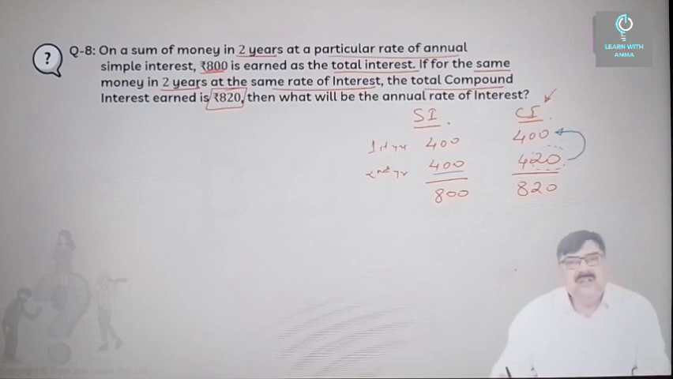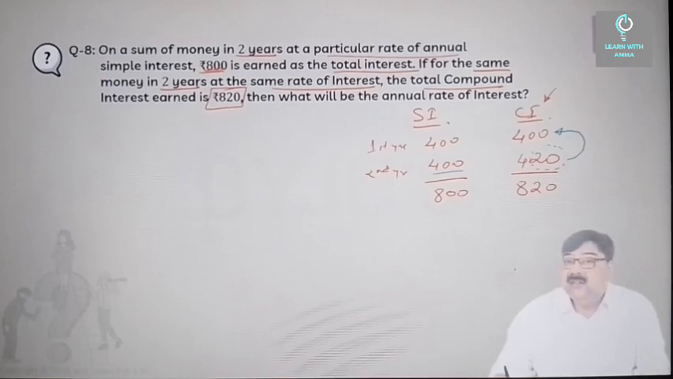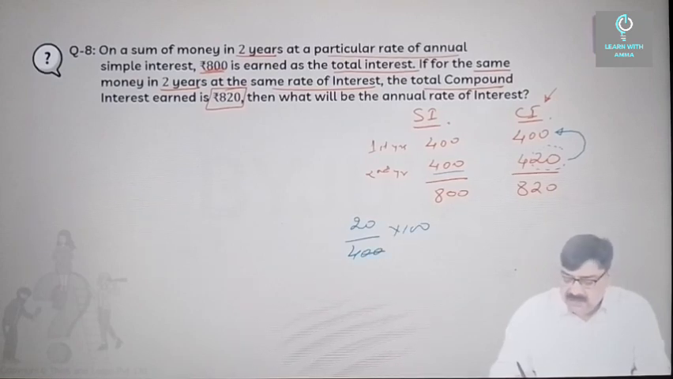Because 400 is obtained as interest on the principal sum. So this extra 20 rupees is the interest charged on the interest obtained in the previous year. So this 20 is what percent of 400? That's what we need to know. So it goes by 2 and this is 10.